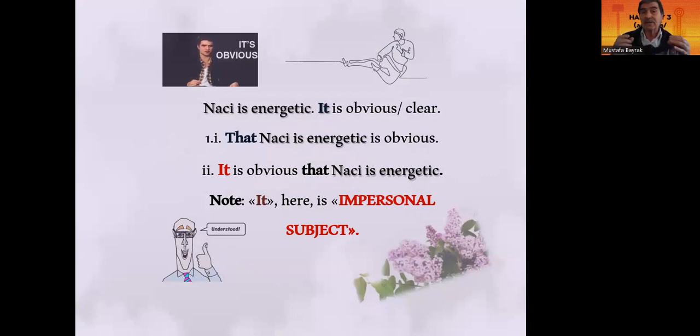Naci is energetic is a beautiful, complete, simple sentence, but it has a message in it, okay? Naci is energetic. But if we put a conjunction before it, for example, that Naci is energetic, then it changes into a clause, okay? Noun clause. Okay, if Naci is energetic, when Naci was energetic, okay, as a conjunction, yes.